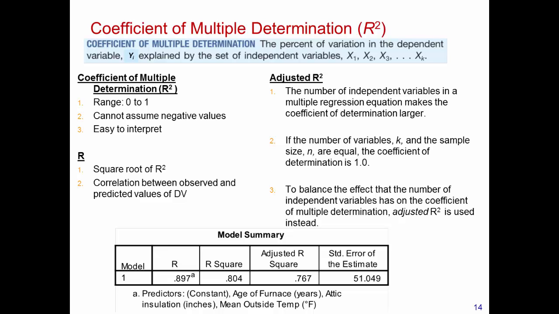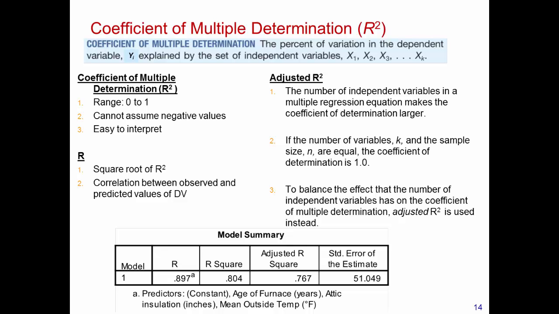And as we just discussed, the standard error of the estimate is also referred to as the root mean squared error, and it's the standard deviation of the error term and the square root of the mean square for the residuals in the ANOVA table.